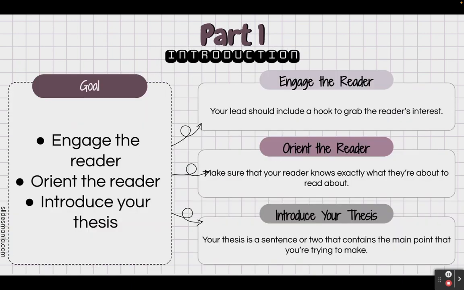For part one, the introduction, your goal is to engage the reader, orient the reader, and introduce your thesis. Your lead, which is the first few sentences of your essay itself, should include a hook to grab the reader's interest. You also want to make sure that your reader knows exactly what they're about to read about. That is, again, orienting the reader. And then when you introduce your thesis, remember that your thesis is a sentence or two that contains the main point that you're trying to make.